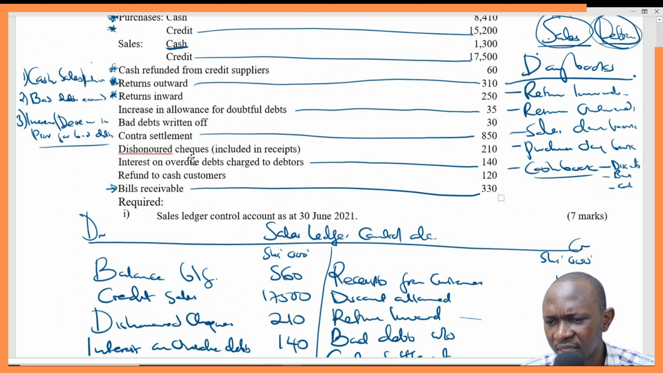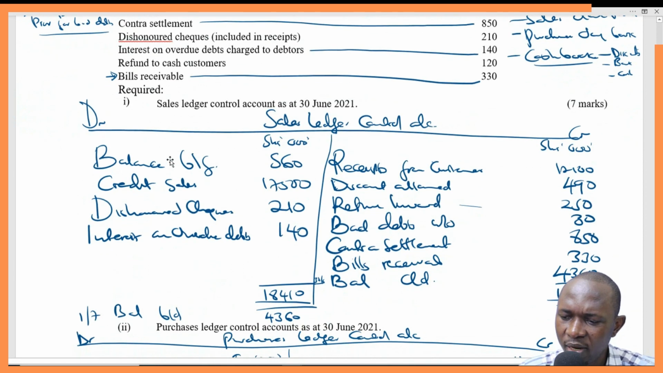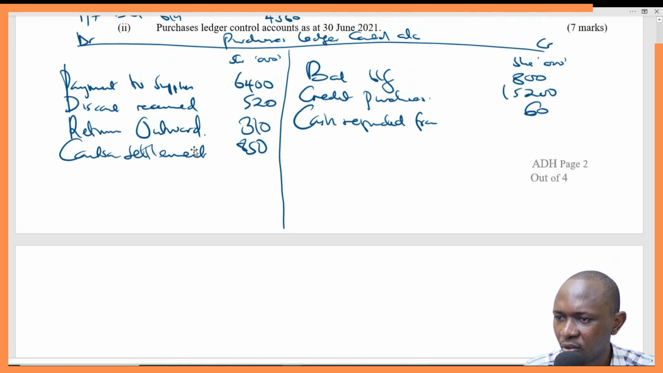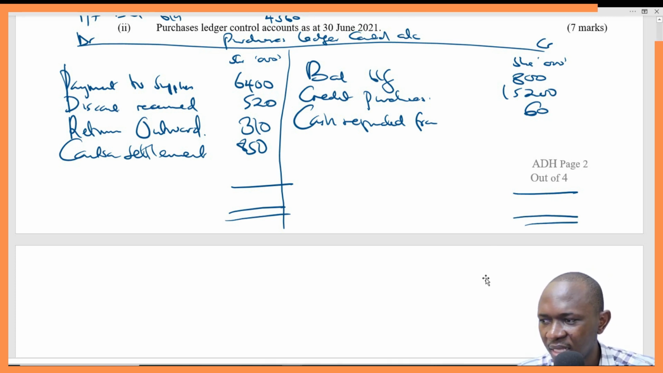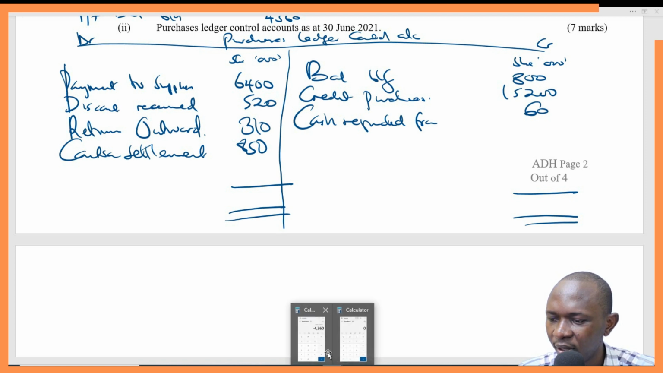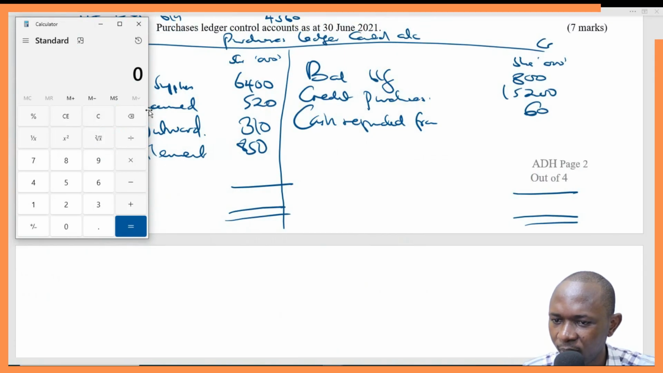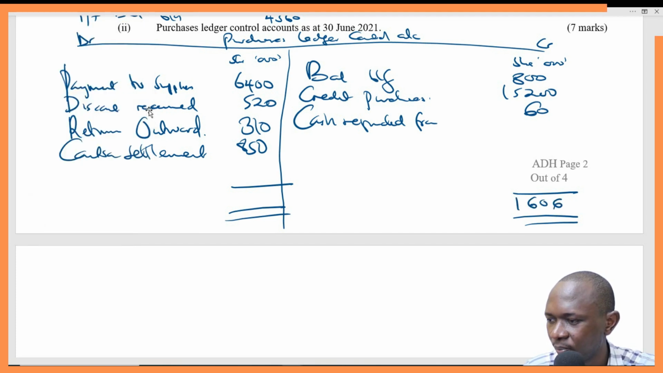Dishonoured cheques, that one is in the sales ledger. Interest on overdue charged to debtors, sales ledger. Refund to cash customers, we chose to ignore that. And we're done. So we simply come here and get the totals. Obviously you can see the credit side has the highest figure, 15,200 plus 800 plus 60. I think this is quite straightforward. This is 16,060.